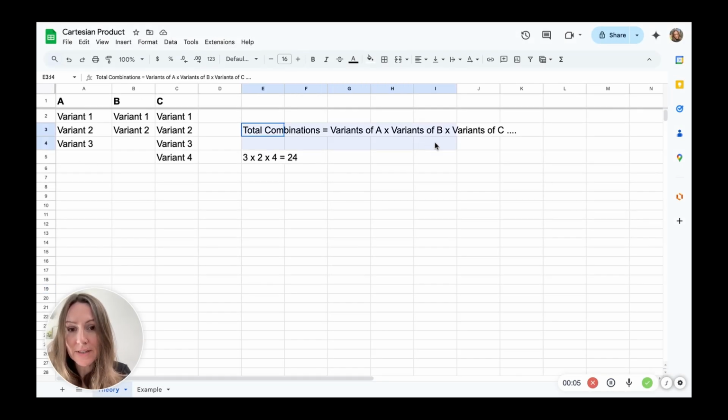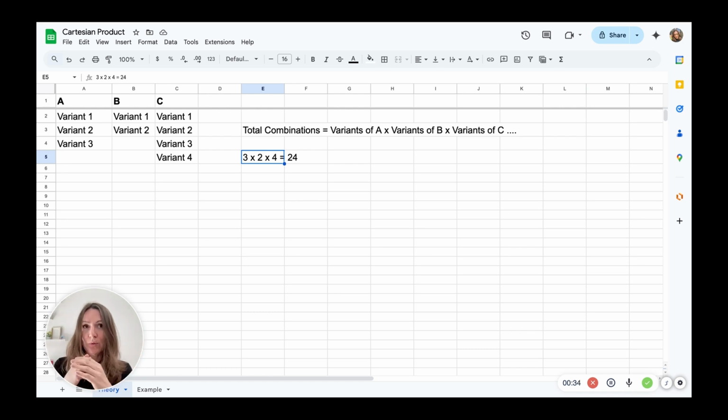The total number of combinations equals the multiplication of the number of variants of each criterion. So in this example, we have 3 criteria: one has 3 variants, then 2, then 4. So it will be 24 possible combinations. It's good to know the number of possible combinations, because it lets you cross-check your combinations list or matrix. It's good to know how many rows you should have there.